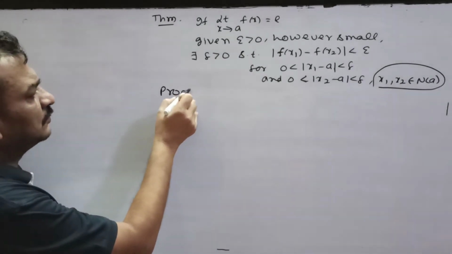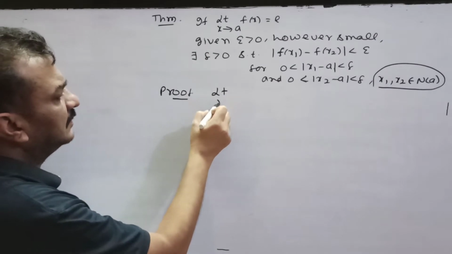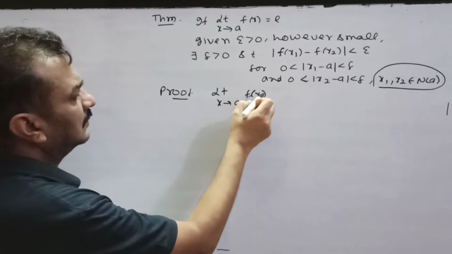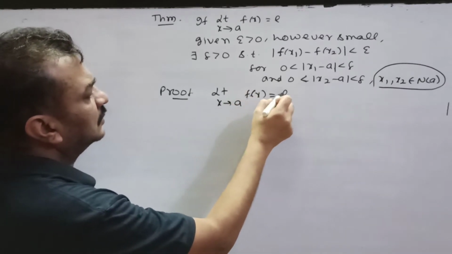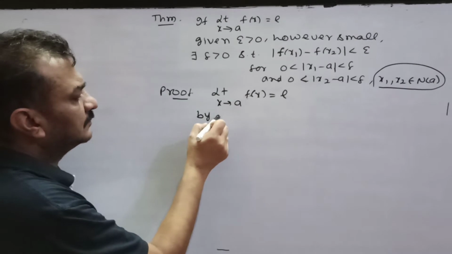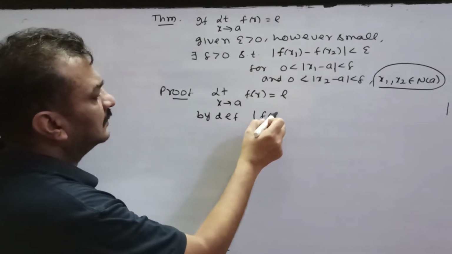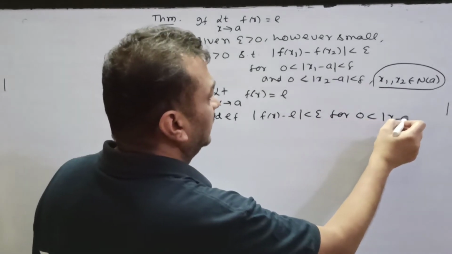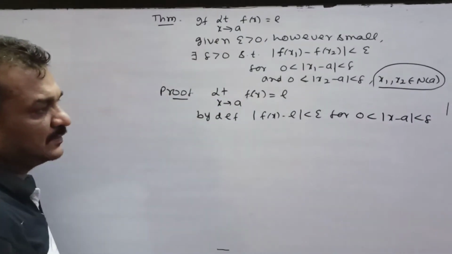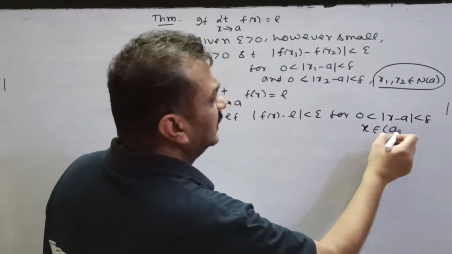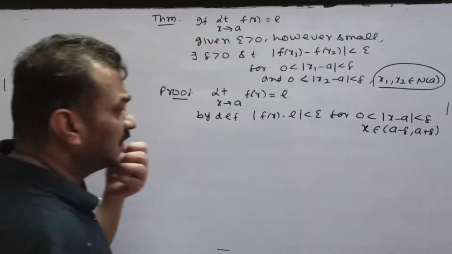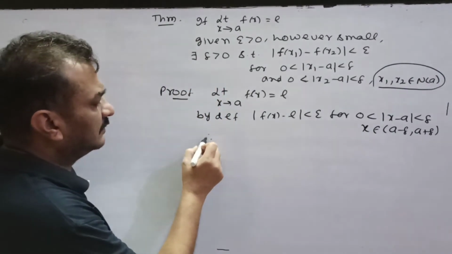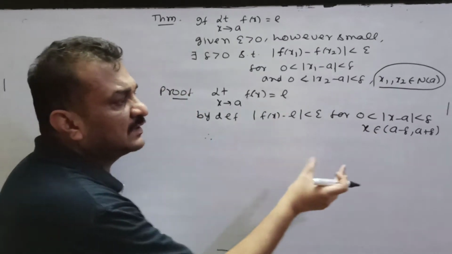So first we prove this. Given limit x tends to a of f(x) equals L, by definition |f(x) - L| < epsilon for 0 < |x - a| < delta. The meaning here is x belongs to (a - delta, a + delta). So x1 and x2 lie in the neighborhood of a.